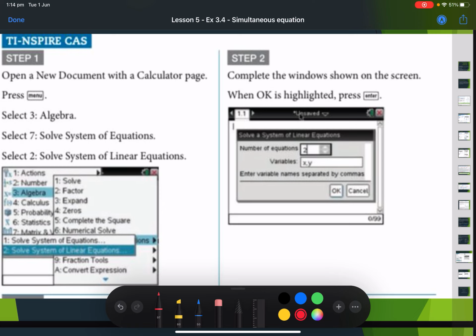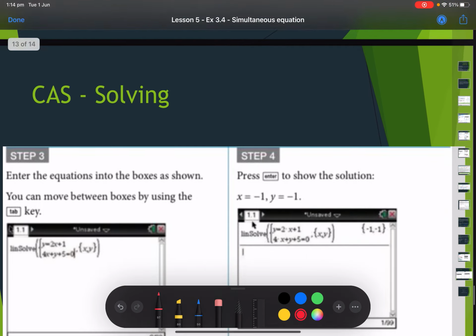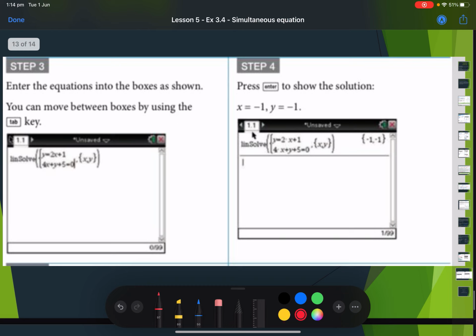So to do simultaneous equations on your calculator again, you open a new document with the calculator page, press menu, select 3 algebra, 7 solve system of equations, select 2 solve system of linear equations, put in the number of equations that you have, your variables, remember, have to be separated by a comma, and press OK. Alright, and then it'll leave you some space here to type in your first and second equation. Okay, and then click enter and you will get your X and Y value.